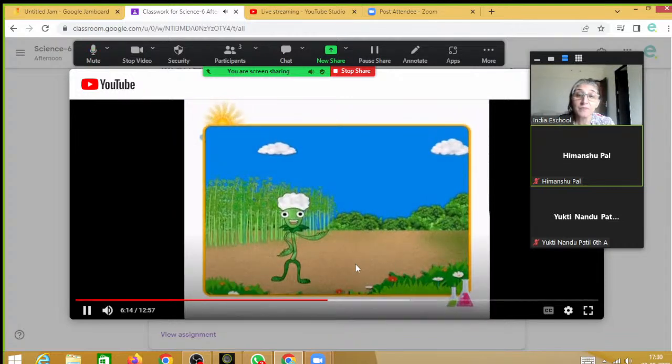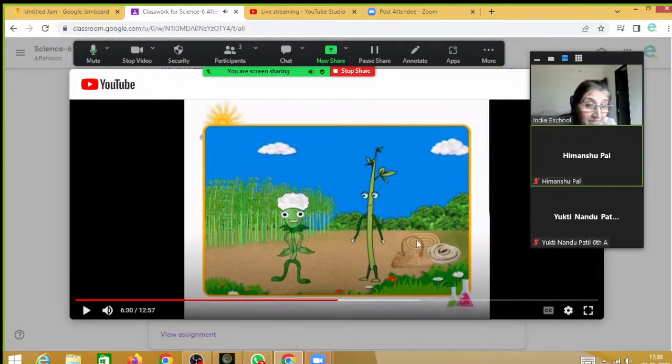This is my cousin Jute, a little shy but worthy by nature. Jute might not look familiar in the form we see here. Jute bags, jute ropes, mats, etc. are all made of jute. See, all these you can recognize, right, Himanshu?